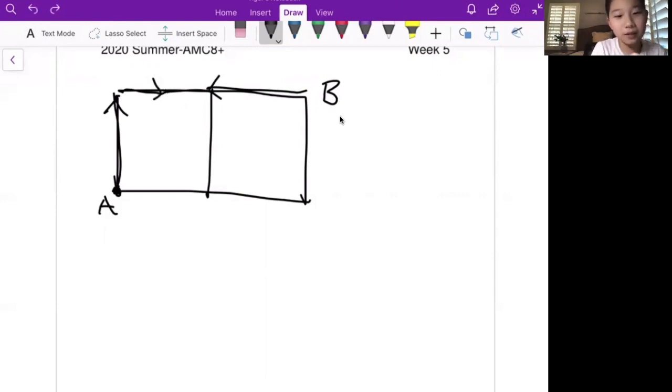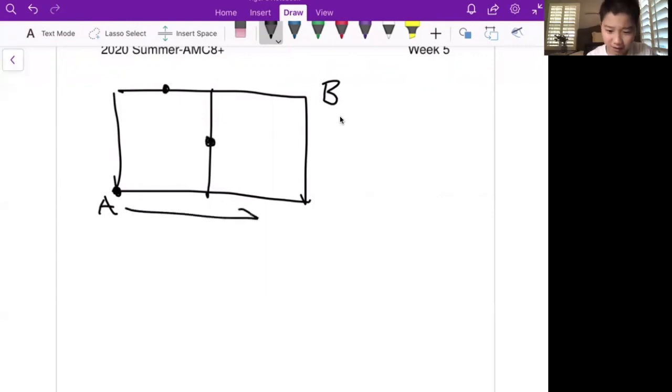Okay, so let's mark that first. What if Alice goes here, Bob goes here, and then they meet right here? Okay, let's mark. I accidentally undid that one. And then similarly, what if Alice went there and Bob went there? So they would meet at the center there.